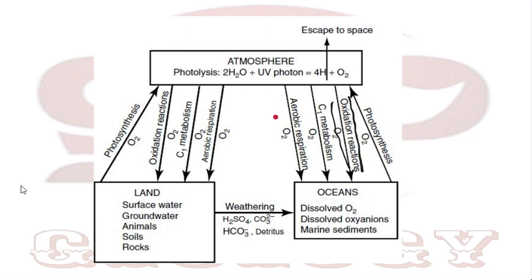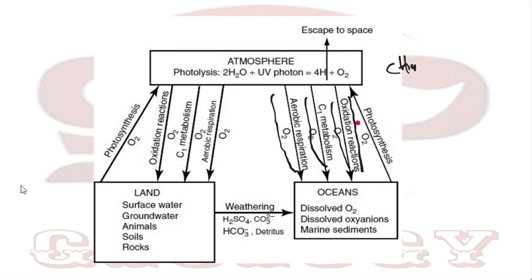And another important thing is aerobic respiration. During respiration we use oxygen, so that's how we can directly use the atmospheric oxygen. Another thing is C1 metabolism. It is a type of metabolism carried out by organisms, so they use oxygen for C1 metabolism. C1 means any compound that consists of only a single carbon, like CH4. Those are C1 compounds.